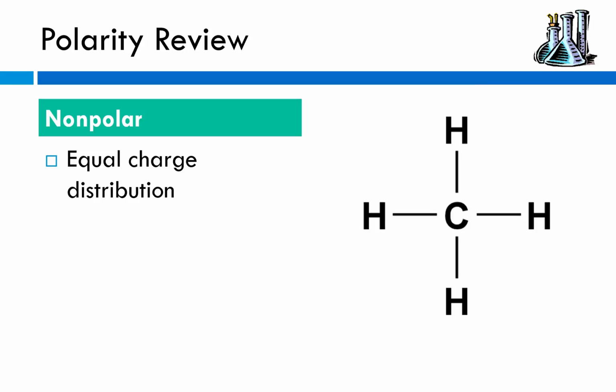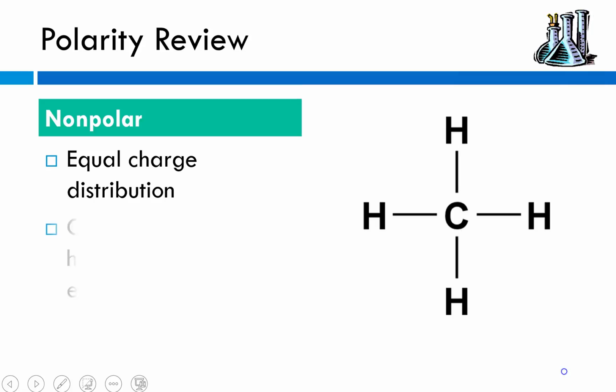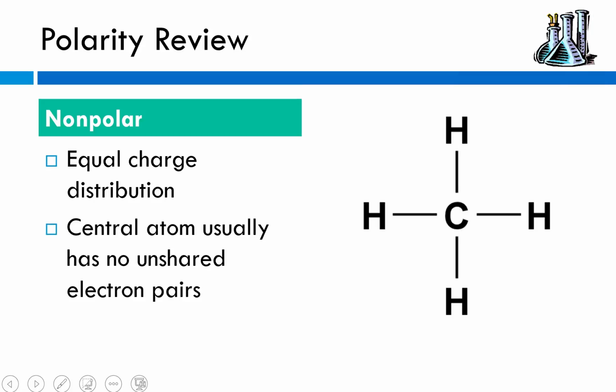If you're thinking, oh gosh, that's a lot of work to do for every molecule, here's a couple of shortcuts you can use. Usually in nonpolar molecules, your central atom has no unshared pairs of electrons. So in this case, we don't see any of those big electron pairs like we saw on oxygen in the water molecule. Carbon doesn't have any of that. All of its electrons are involved in bonding.